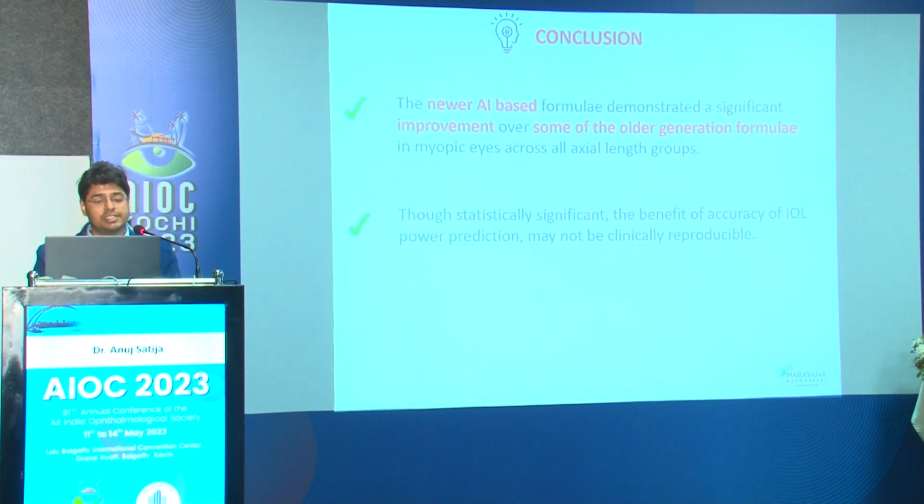The conclusion is that the newer AI-based formulas demonstrate a significant improvement over the older generation formulas across all axial lengths. But the prediction error of the older generation formulas, also with the Wang-Koch adjustment, was in the range of say 0.35 or 0.37, versus the AI-based formulas coming to 0.27. So even though this was statistically significant, it may or may not be clinically significant.